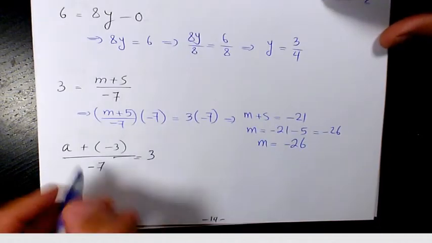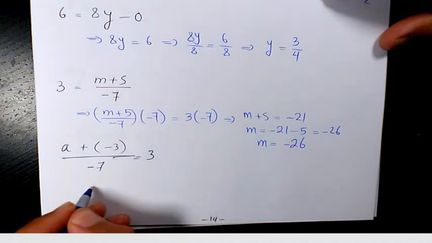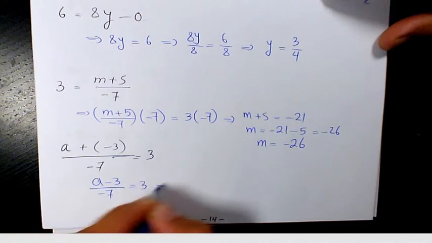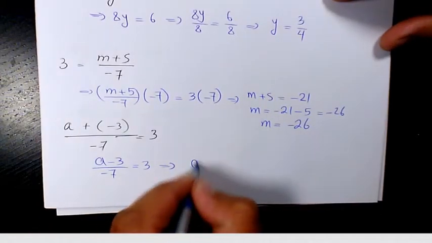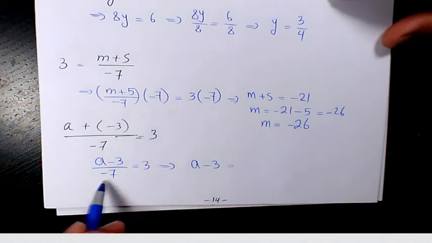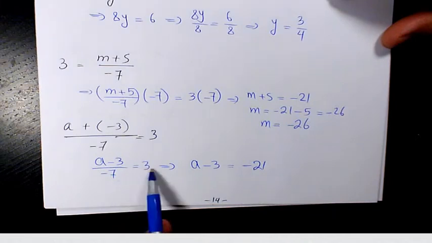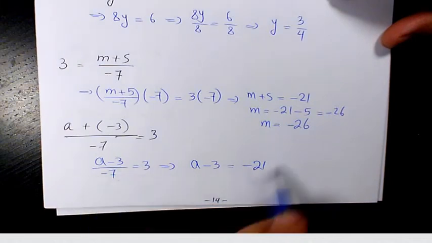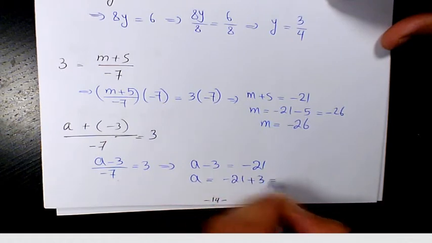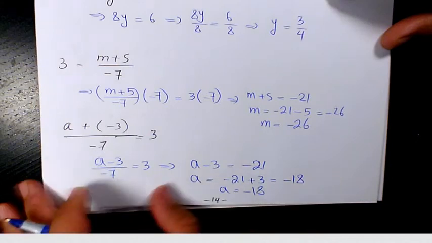Next one, a plus negative 3 divided by negative 7 equals to 3. So we have a minus 3 divided by negative 7 equals to 3. So we have a minus 3 equals to, cross multiplication, 3 times negative 7. That's another method. We could also multiply both sides by negative 7 or do cross multiplication. Cross multiplication is usually easier. So a equals to negative 18.